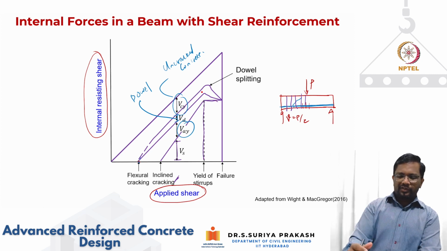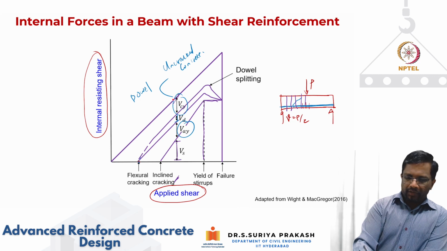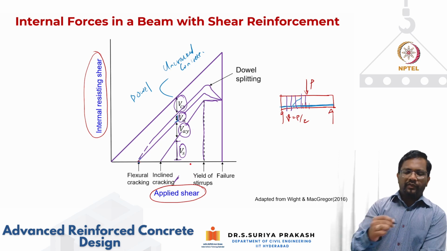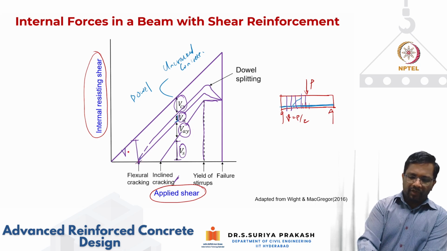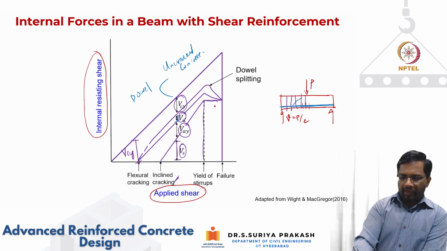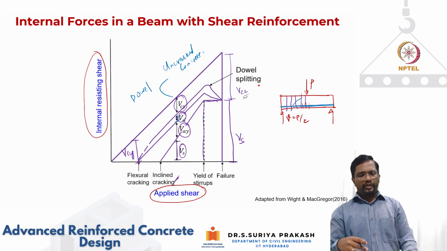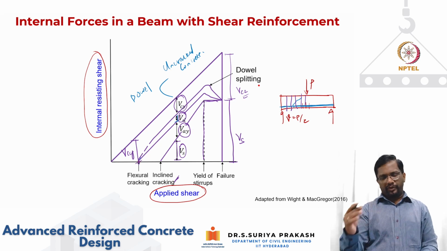Once the stirrup yields, all those resisting mechanisms will reach their maximum capacity, and then it will lead to failure. So what is to note here is that the contribution of each of these components, that is VCY, VD, VAY, VS, is going to vary depending upon the level of your applied shear. Initially, before flexural cracking, the entire resistance was coming from your VCY. Right at the end, you have contributions only from your stirrup and the uncracked concrete, which still has some level. So depending upon the level of your applied shear, the internal resisting mechanism is also going to change.